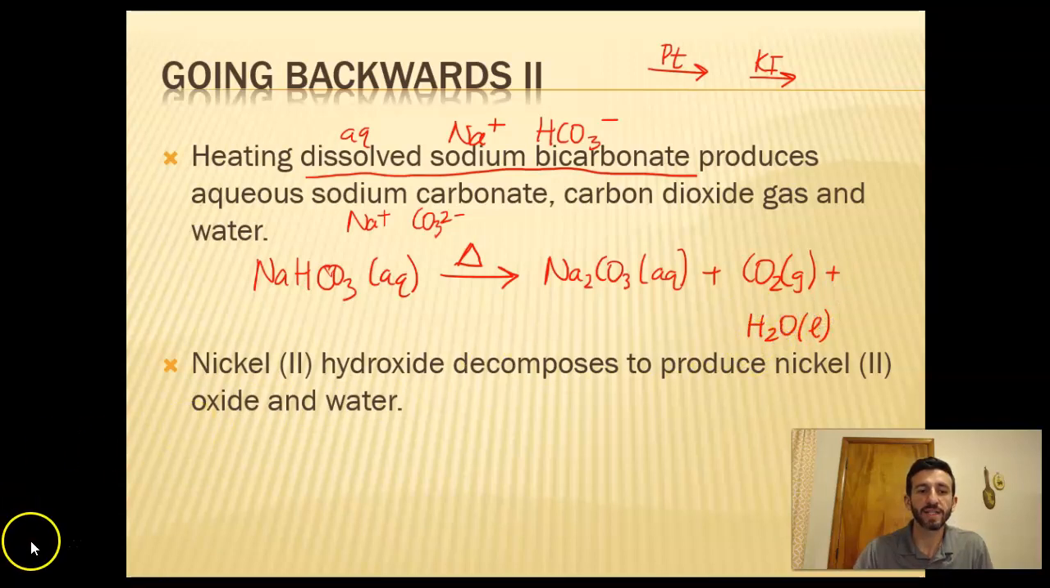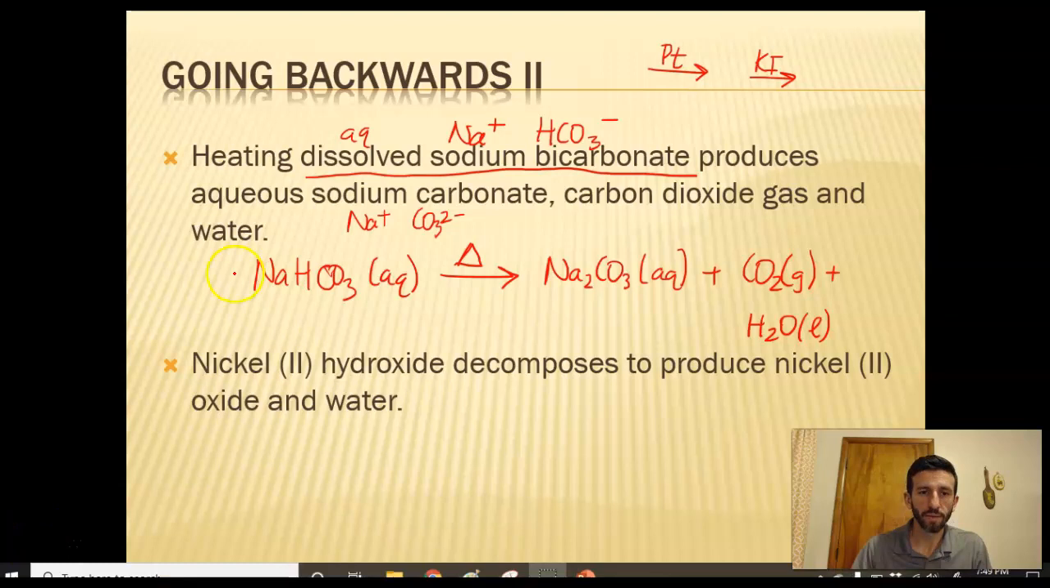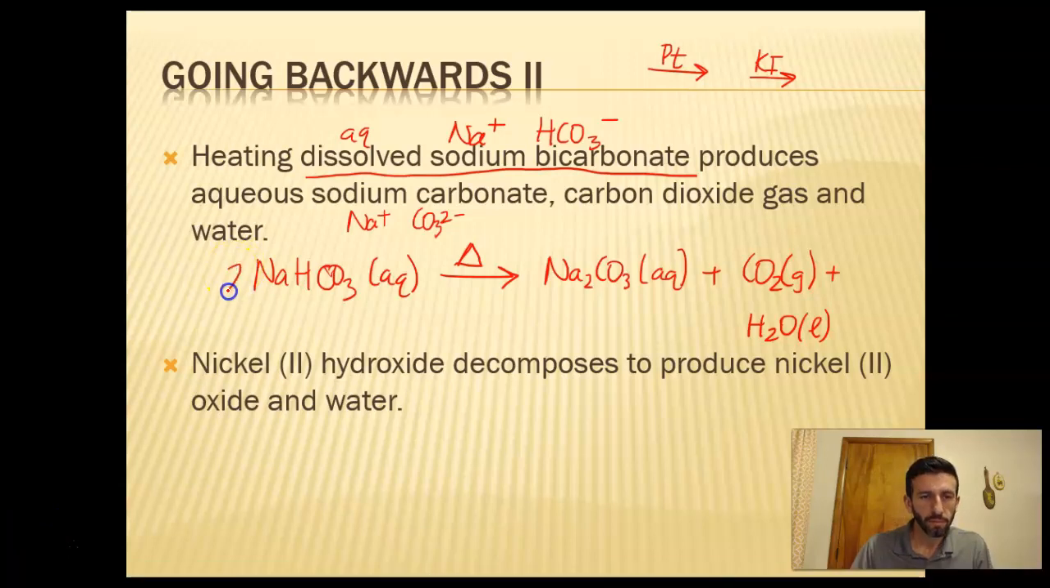Okay. So the next thing we do is balance. And to balance this, the only thing we've got to do is put a 2 right there, okay? And then the equation is balanced. Last one, nickel(II) hydroxide. Again, ionic. Nickel, positive 2. Hydroxide is a negative 1, okay?